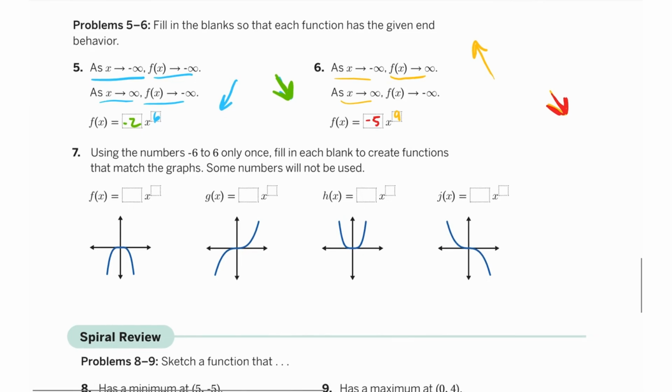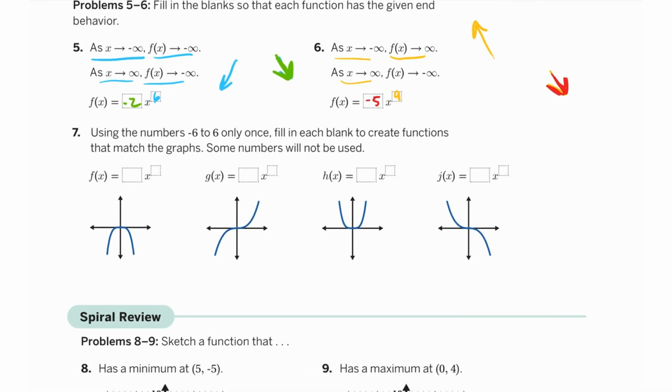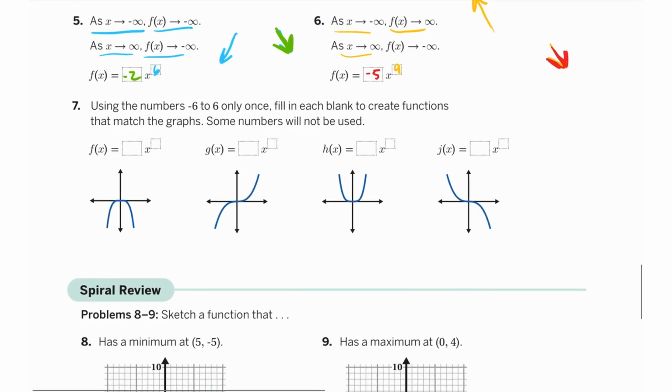Number 7, using the numbers negative 6 to 6 only once, fill in each blank to create functions that match the graphs. So I'm going to start by going through and seeing where my negatives go, because my negatives are not going to be in the exponent. We don't deal with negative exponents yet. We're just going to have positive ones. And so really I'm going to look for which ones point down. That's going to tell me which ones are going to have negative coefficients. So I'm pointing down here and I'm pointing down here. So let's call this negative 6 and let's call this negative 5. And the other ones all have to have positive numbers in them.